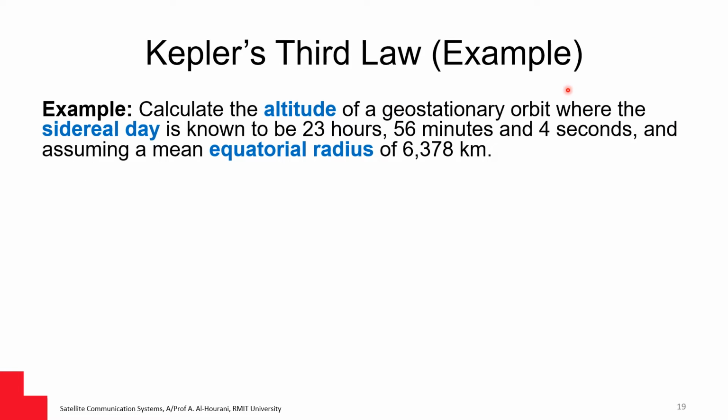This is a nice application of Kepler's third law. It's asking us to calculate the altitude of a geostationary orbit, and it's providing us with the length of a sidereal day in hours, minutes, and seconds, and also providing us with the equatorial radius. Let's make a simple sketch showing the different parameters. Remember, if you place a satellite in a geostationary orbit, first of all, it's a circular orbit, and it will rotate at the same rate as the Earth rotation.